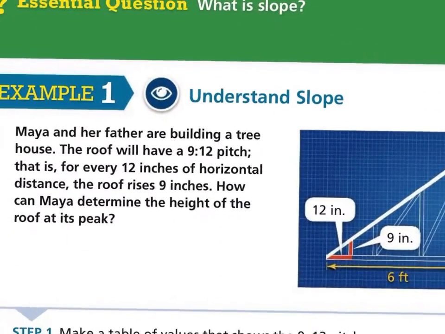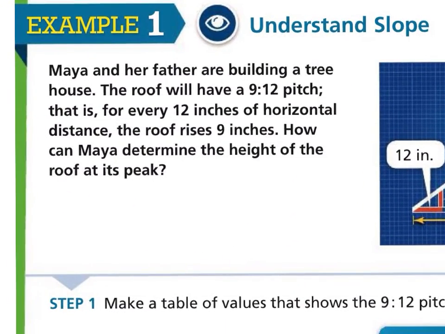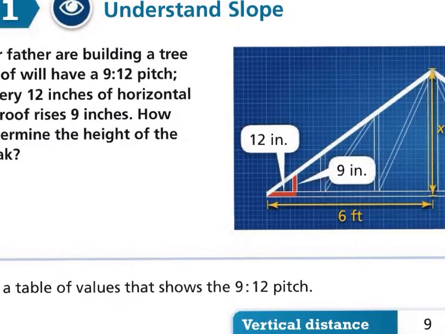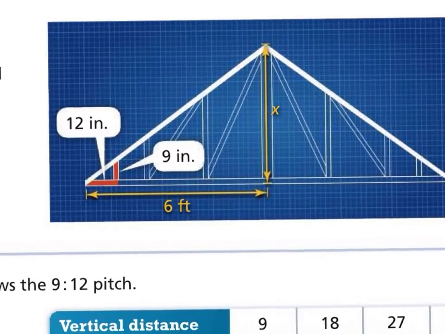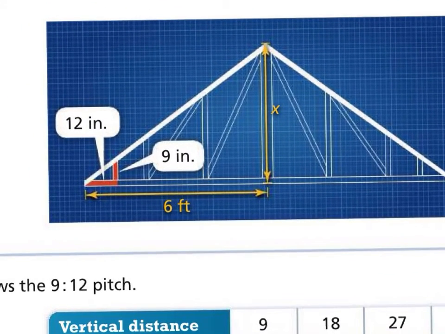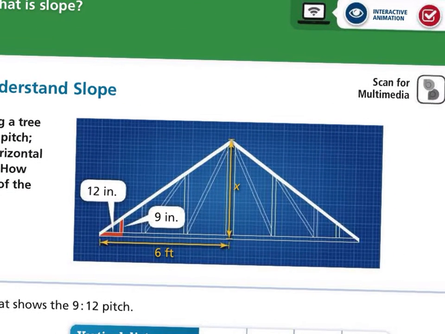So if you look at example 1, Maya and her father are building a tree house. The roof will have a 9 to 12 pitch. That is, for every 12 inches of horizontal distance, the roof rises 9 inches. How can Maya determine the height of the roof at its peak? So if you look at the picture here, if we go the opposite direction of what the book's doing, we could think about this roof.